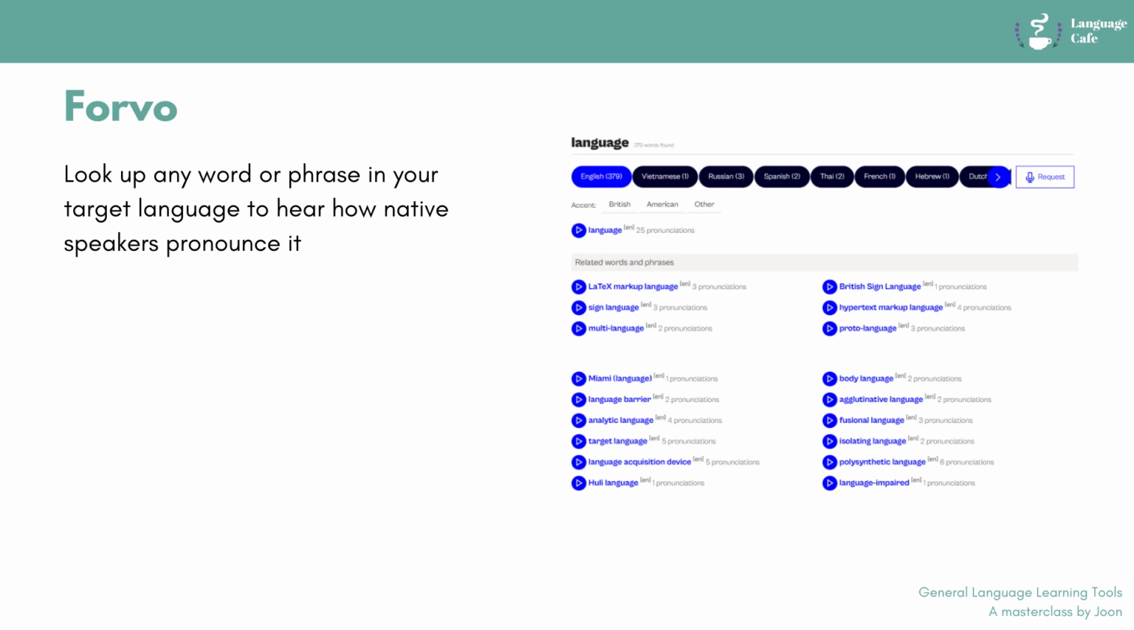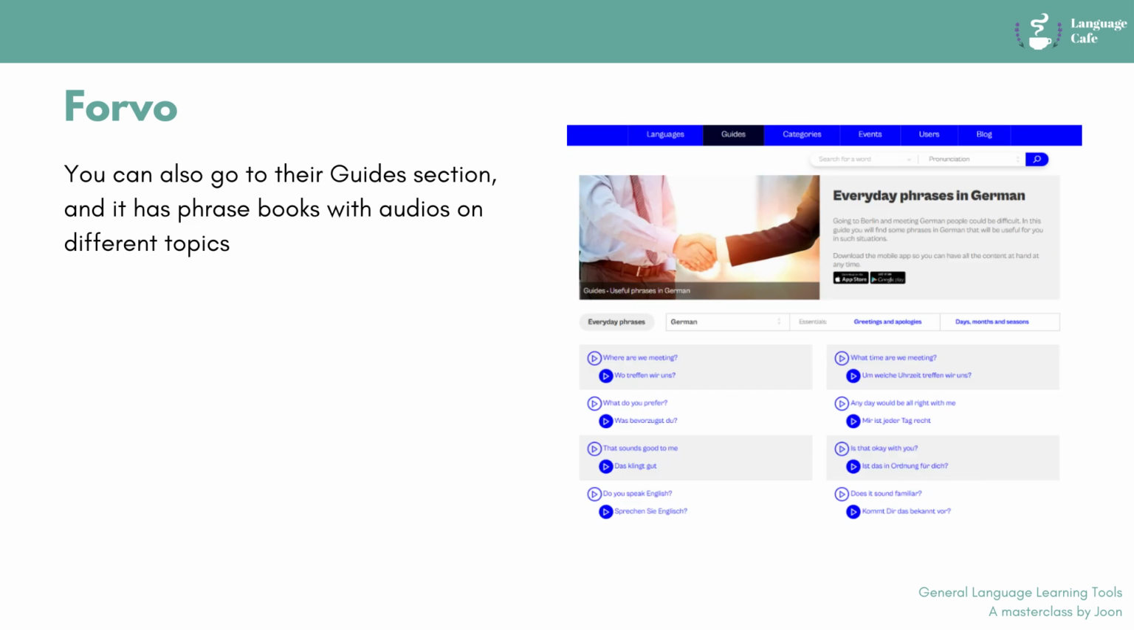Sign language, language barrier. You can also go to their guide section, and it has phrase books with audios on different topics. Here's an example: everyday phrases in German. Where are we meeting? What do you prefer? And you can listen to native speakers pronouncing all of those.